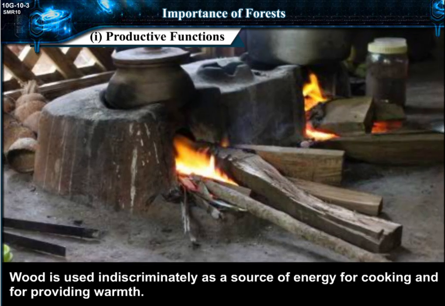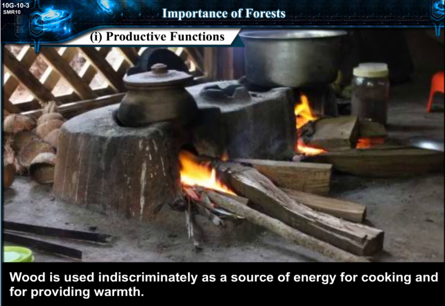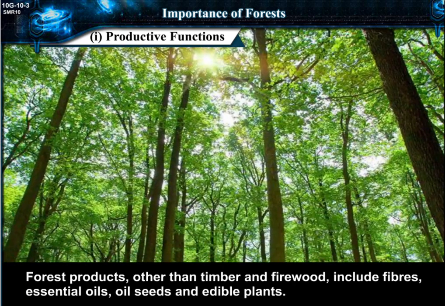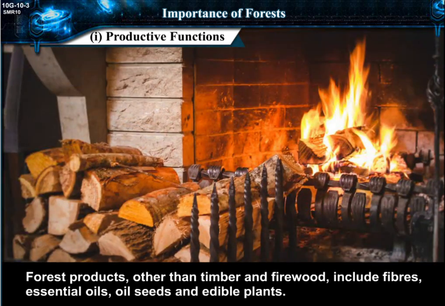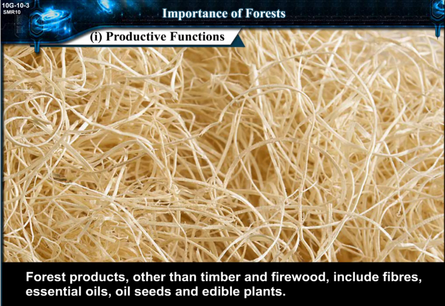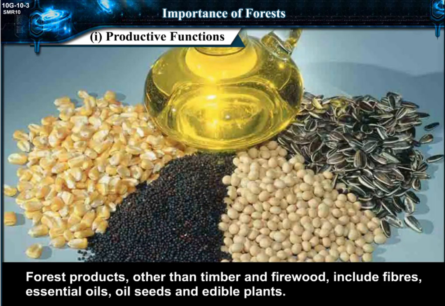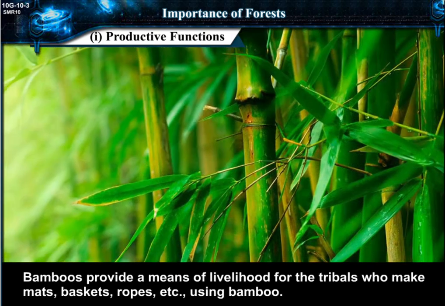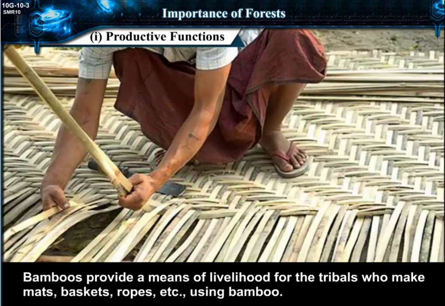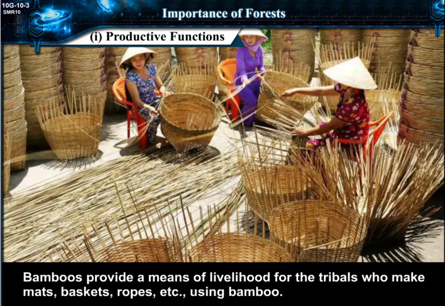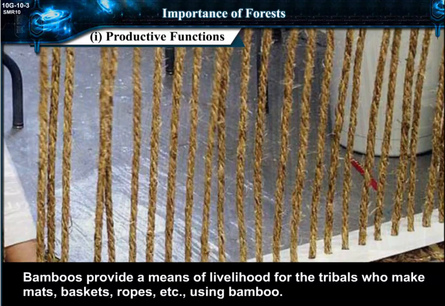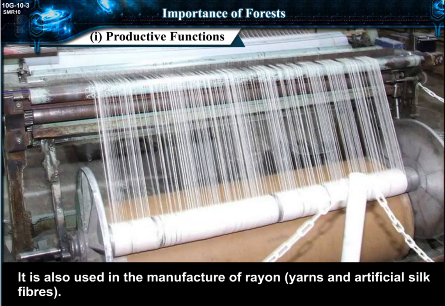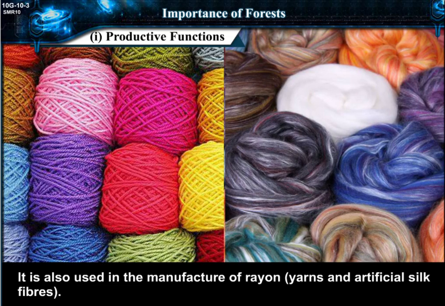Wood is used indiscriminately as a source of energy for cooking and for providing warmth. Forest products other than timber and firewood include fibers, essential oils, oil seeds, and edible plants. Bamboos provide a means of livelihood for the tribals who make mats, baskets, ropes, etc. using bamboo. It is also used in the manufacture of rayon, the yarns, and artificial silk fibers.